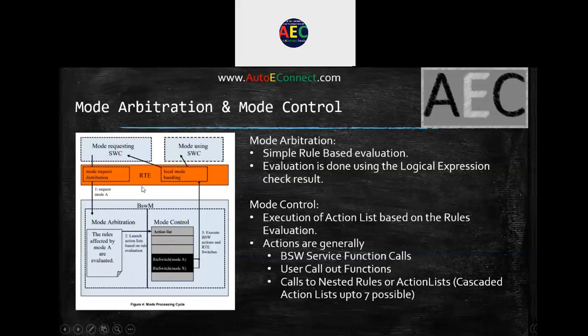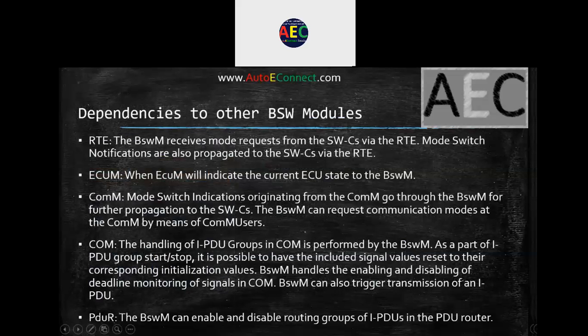So now we understood that the whole BswM functionality is done using mode arbitration and mode control. Now it comes to the next very important thing. We understood how BswM works: giving the input conditions, creating logical expressions using these conditions, and then when the logical expression fails, we have some actions and action lists. All this verification is done as a part of the rule arbitration, and that will be performed either on an event based on the mode request or indication coming, or on a cyclic check in the BSW main function.